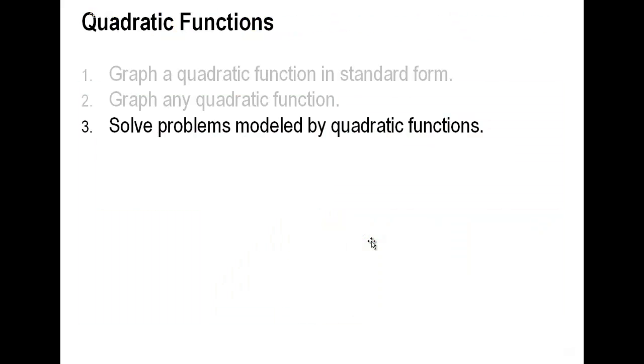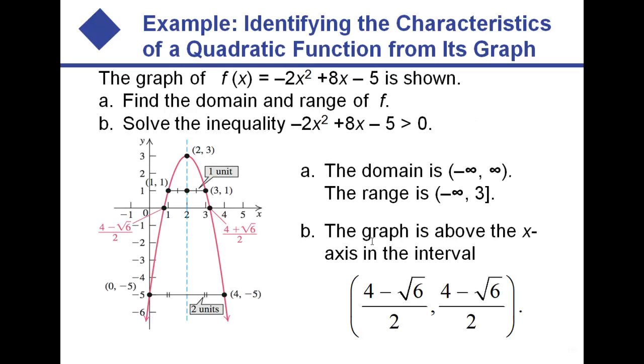Last but not least, what happens if we have some word problems? Ooh, the dreaded word problems, or what they call applications of things. So they give you the graph of the function shown below. They want you to find the domain and range of the function, and then they want you to solve the inequality, i.e. they want you to figure out where that function is greater than 0.